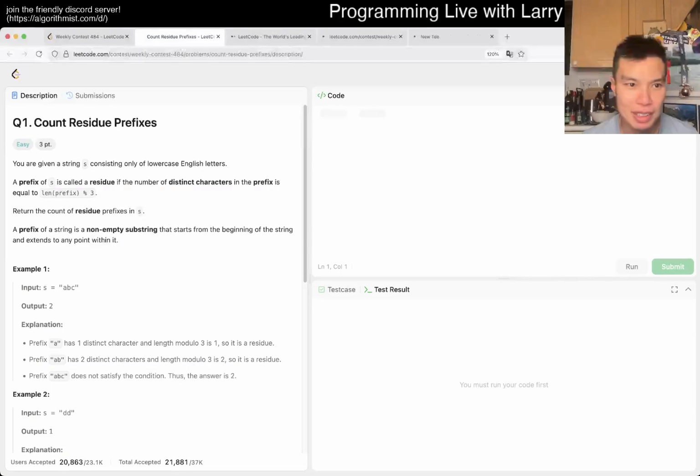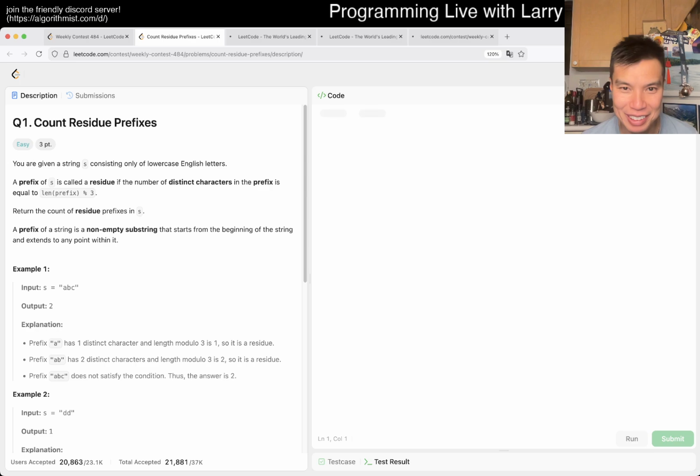Again, maybe I should reboot my computer first. What is my Firefox? Stuff is loading so slowly. Okay, go. ABC is given a string, prefix XS, distinct. The number of distinct in the prefix is equal to length of the prefix mod 3. Okay, return the count, the residue.